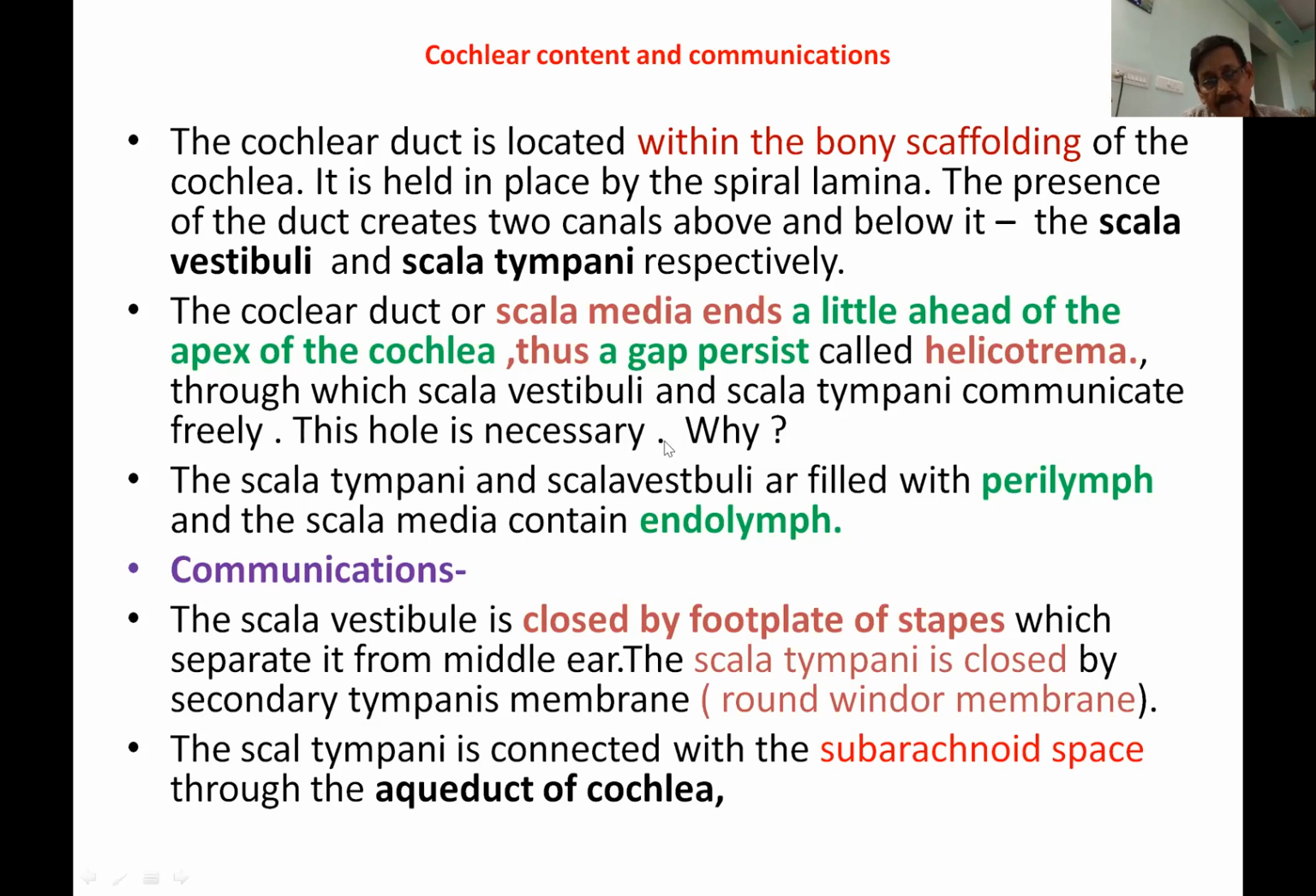Why is the hole necessary? The hole is necessary because when there is movement of the stapes, there is movement of the fluid inside, and the fluid wave ultimately turns around and goes back. So it allows the movement of the scala tympani fluid, and thus movement of the basilar membrane. The scala vestibuli is closed by the footplate of the stapes, which separates it from the middle ear, whereas the scala tympani is closed by the secondary tympanic membrane, or the round window membrane. The scala tympani is also connected to the subarachnoid space through the aqueduct of the cochlea.